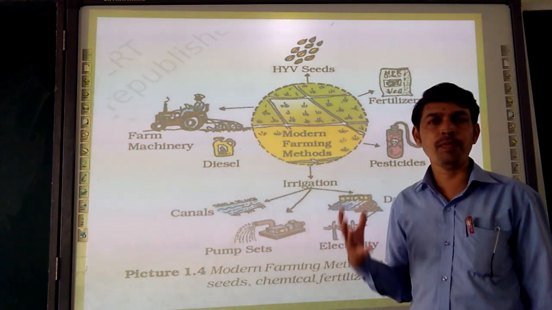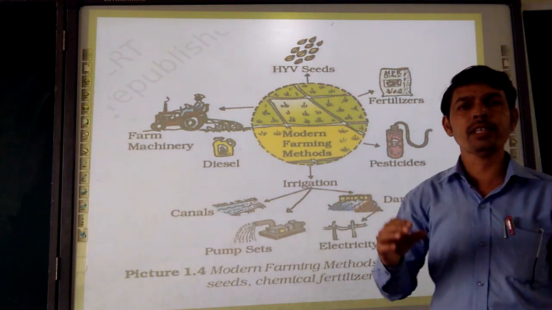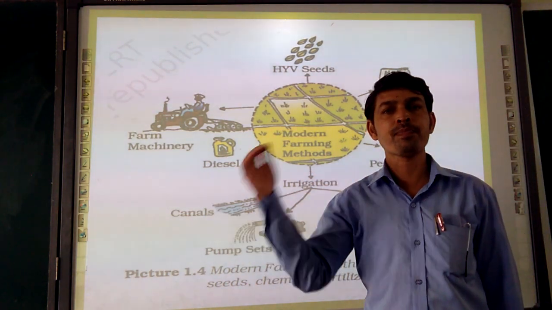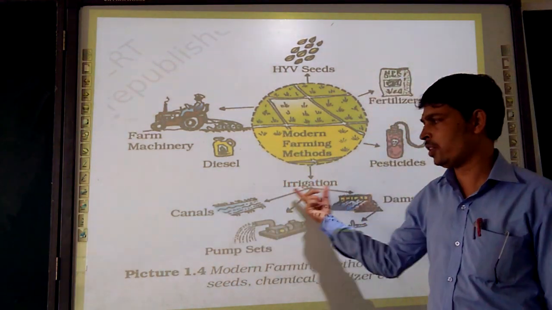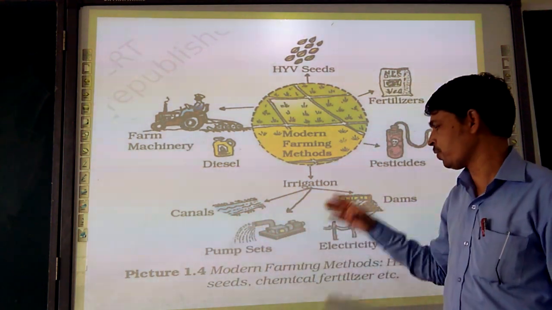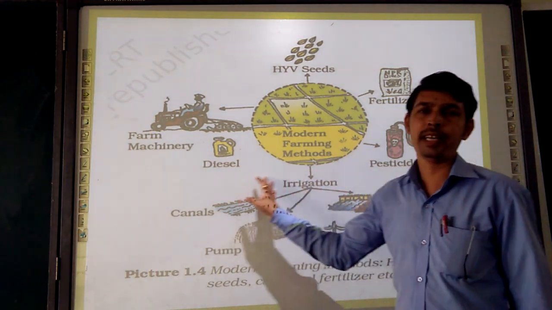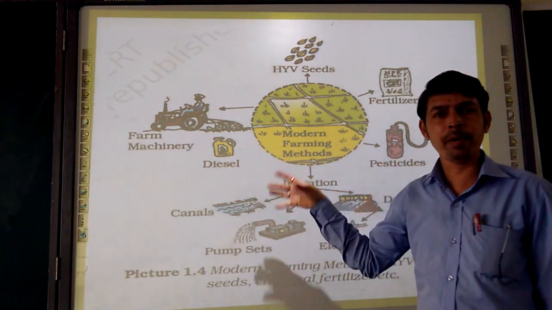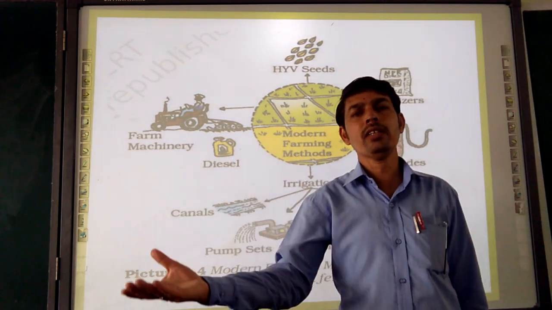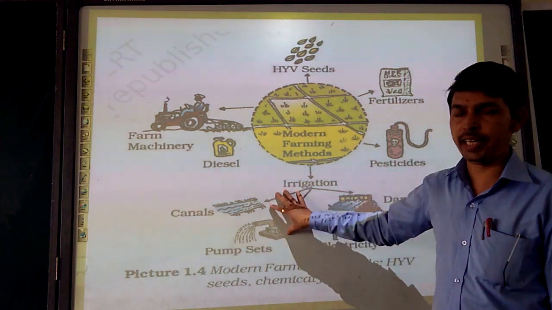So what are modern farming methods? In irrigation, earlier the farmer was totally dependent on rainfall. Now they are doing irrigation with the help of canals, hand pump sets, and tube wells, using electricity, and from the dam. For irrigation purposes, they are not dependent on rainfall only. So that is the modern farming method of irrigation.